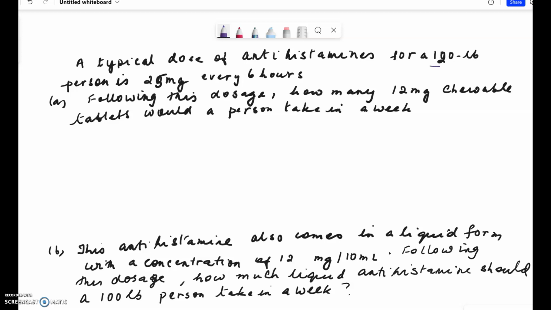So for a 120-pound person, a dose of antihistamines is 25 milligrams every 6 hours. So that is 25 milligrams per 6 hours. So for every 6 hours is the same as per 6 hours, 25 mg.